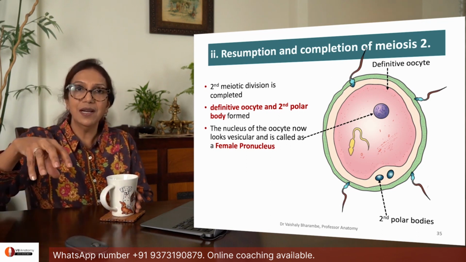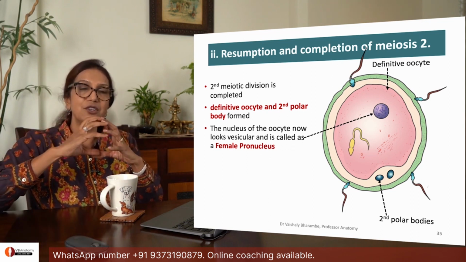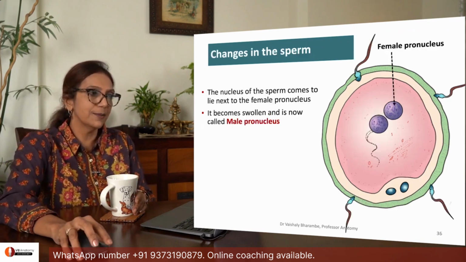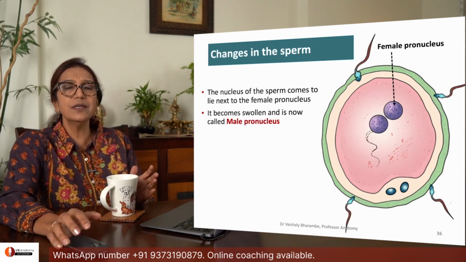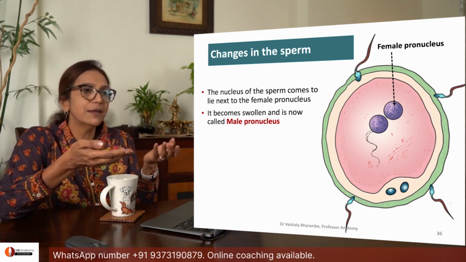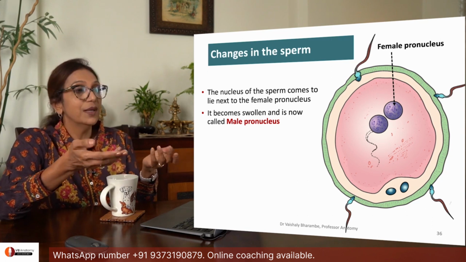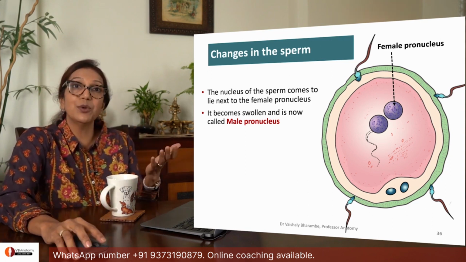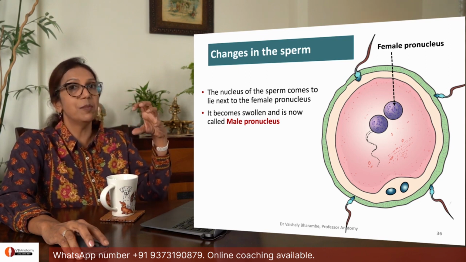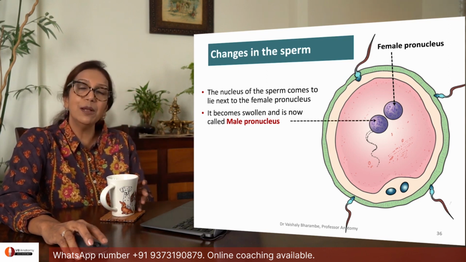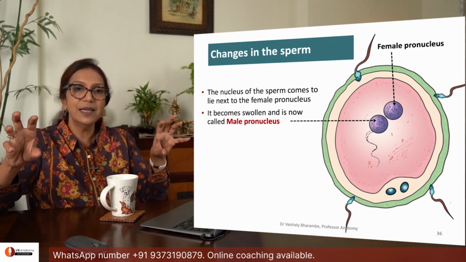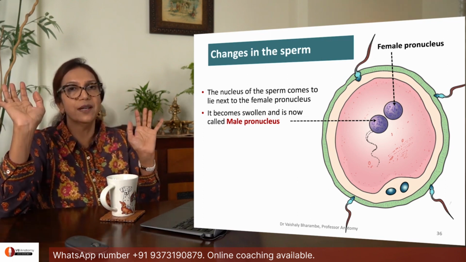Definitive oocyte develops a nucleus which is large, vesicular, and is called the female pronucleus. Question is, what is the sperm doing lying around in the secondary oocyte? It has nothing to do there? No. Now the sperm gets stimulated, the head end becomes large and puffy, and forms the male pronucleus. So there's a female pronucleus and there's a male pronucleus. They come to lie next to each other now.